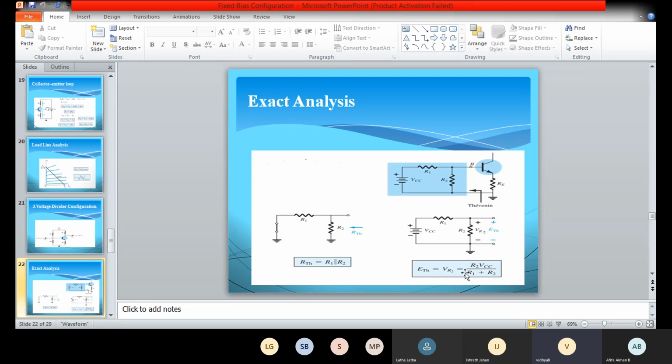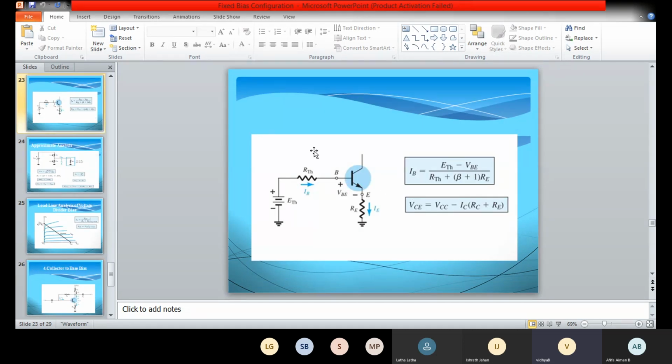Next, after applying Thevenin's theorem, this is the diagram. RTH and RE, and here it will become the input ETH. What about IB from this? Now it is a base emitter loop. In this voltage divider configuration, on the input side there are two resistances that we have made as one resistance, that is RTH, and the input source we have made as ETH.